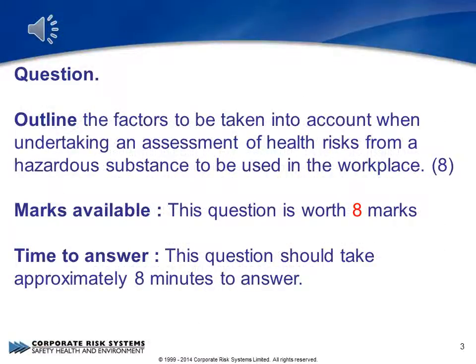The following question is taken from Element 7, Chemical and Biological Health Hazards and Risk Control, and is covered in 7.1, 7.2, 7.3 and 7.4. Outline the factors to be taken into account when undertaking an assessment of health risks from a hazardous substance to be used in the workplace. You have 8 minutes to answer this question, and your time starts now.